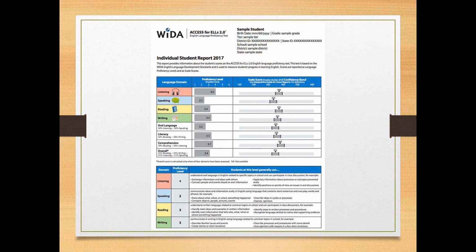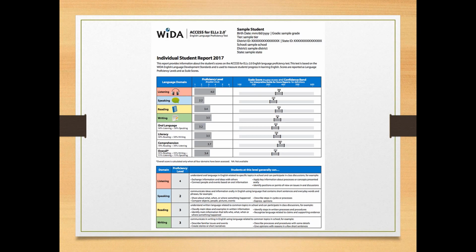Let's go back a little bit and talk about readiness. Remember, one of the things that we said was that you might want to look at the students' ACCESS scores if they're English language learners. The ACCESS is a test that English language learners take in order to determine what level of English proficiency they're at. It determines their listening, speaking, reading, and writing proficiency.